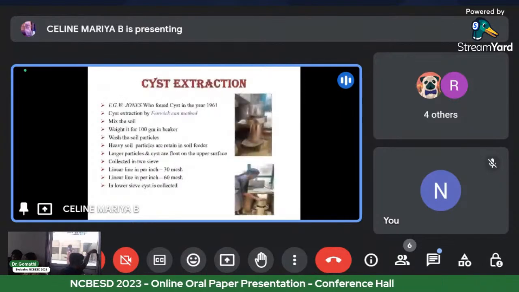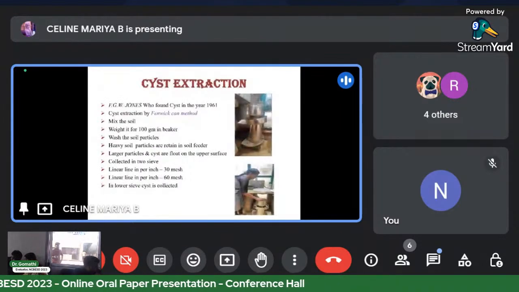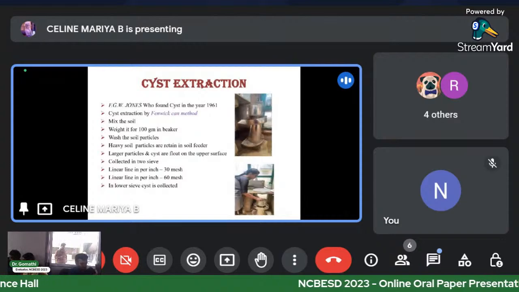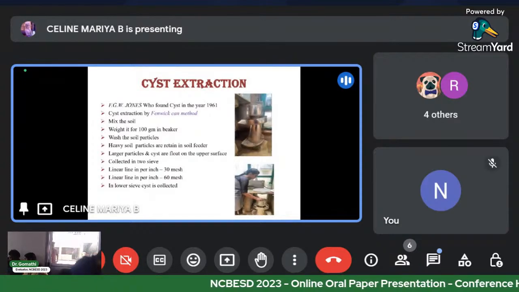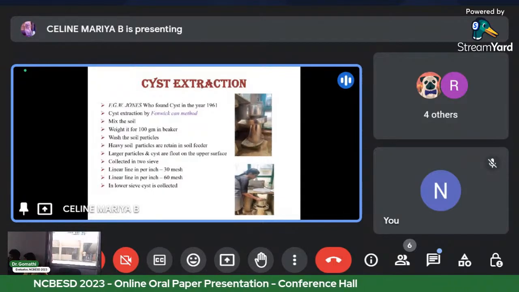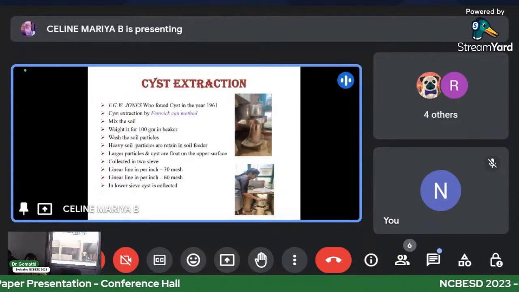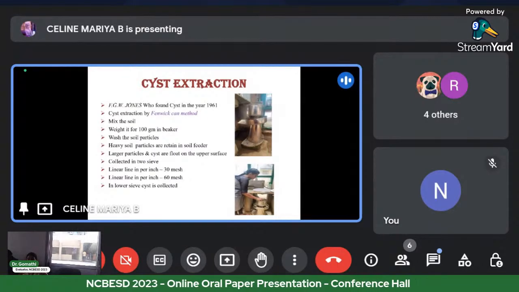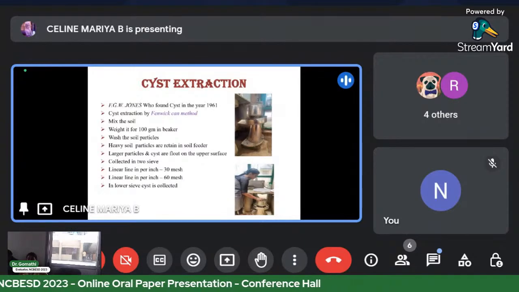This is cyst extraction. F.T.W. Jones found the cyst in the year 1961, and I did cyst extraction by the Fenwick method. The protocol is to mix the soil, weigh 100 grams of soil, and wash the soil particles. Heavy particles are retained in the soil feeder, and large particles and cysts flow in the upper surface. The cysts are collected in two sieves. In the first sieve, the mesh size is 30, and the second sieve is 60 mesh. In the lower sieve, the cysts are collected.